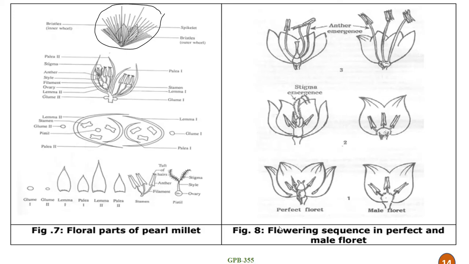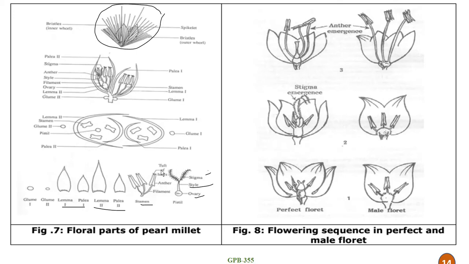You can see here the fascicles. These fascicles have two florets, one sessile and one pedicellate, and these have the outer glume, then inner lemma and palea, and then 3 stamens and the bifid feathery stigma, having the stigma, style and ovary. So this is the whole flower structure of the pearl millet, but it is very small.